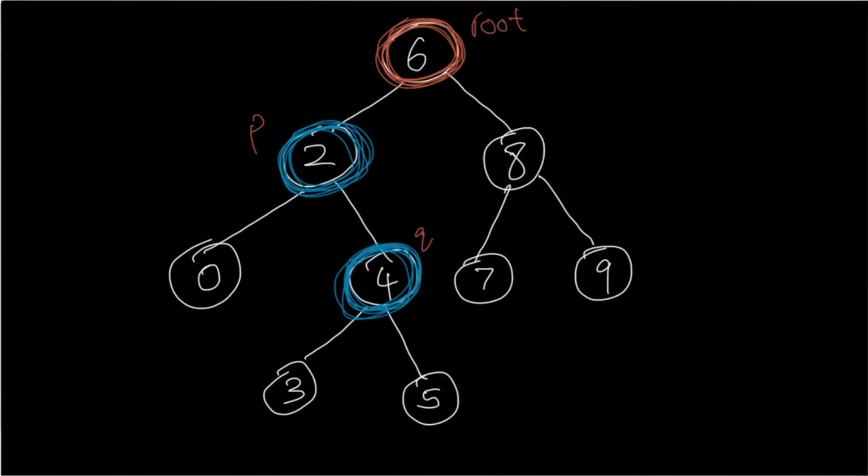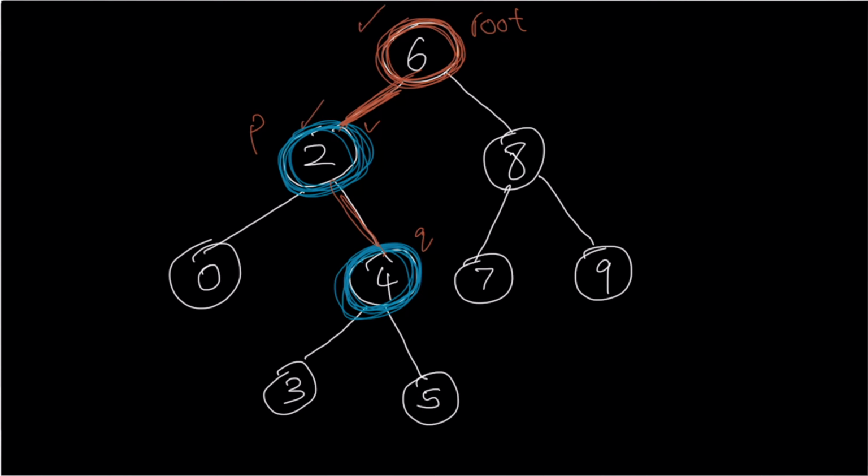Okay, so let's take a look at one last example where again 6 is the root, 2 is p, and 4 is q. And if you look at it, you can tell that the lowest common ancestor in this case is 2. And that's because if you follow 4 all the way up to the root, this is the path you take. And similarly for 2, if you follow the path all the way up to the root, you can see that the only overlapping nodes are 6 and 2. And so 2 becomes the lowest common ancestor.